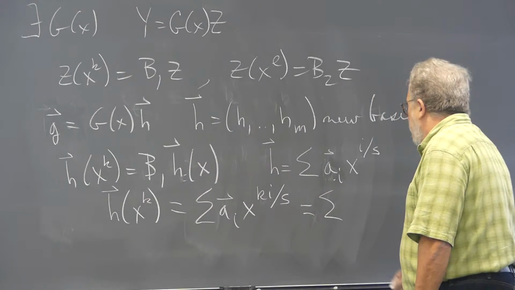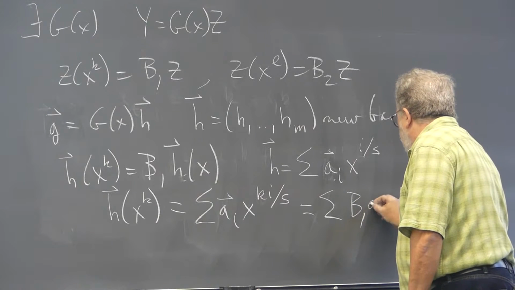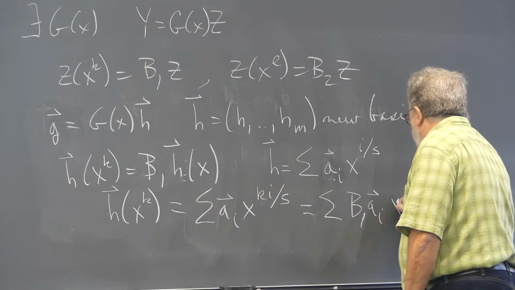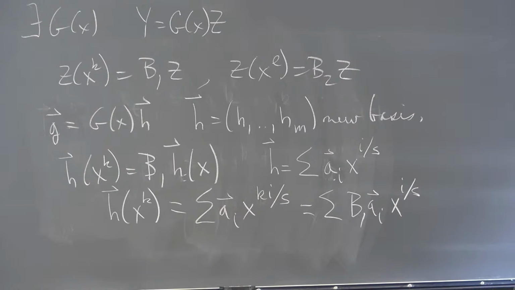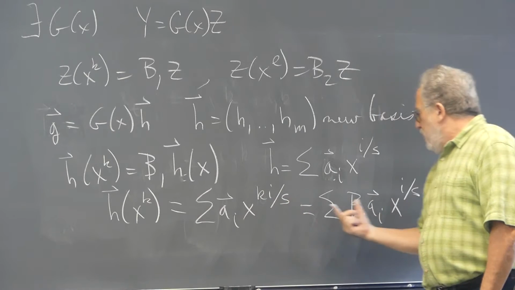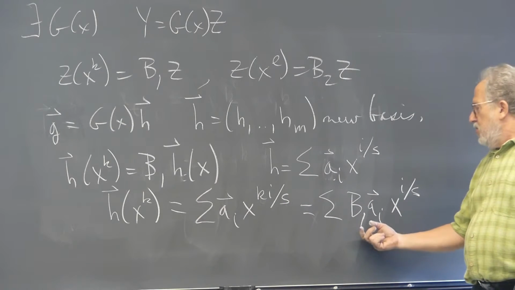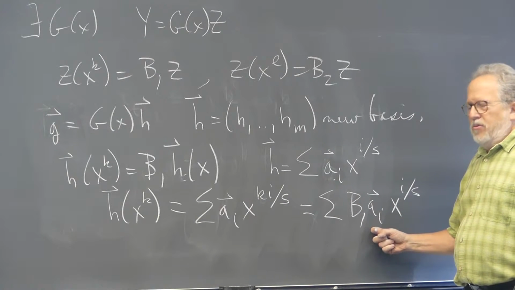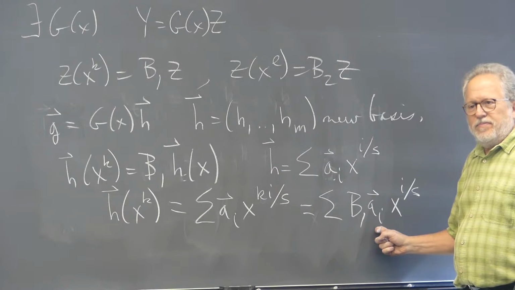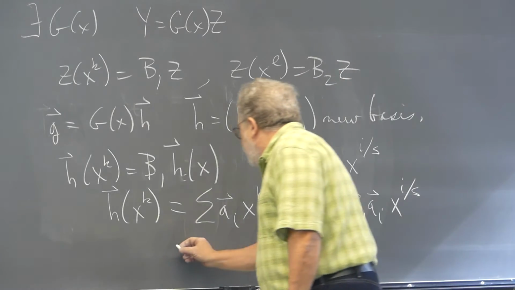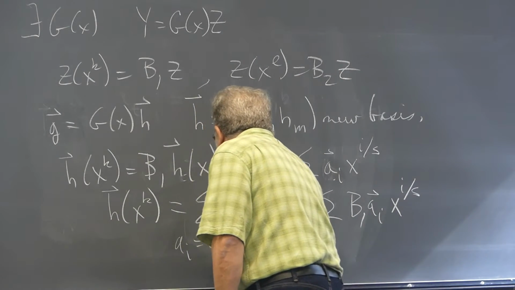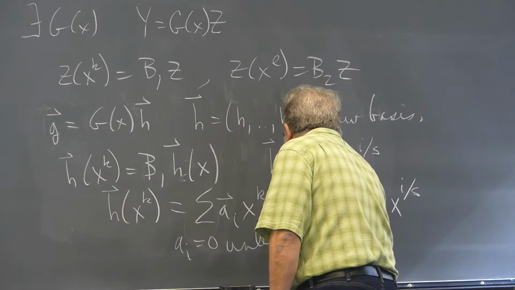Well, B1's a constant matrix, so I can pull it in. And if you think about this for a second and compare powers, you're going to see that all of these are 0 except when i is 0. You just have to equate things. And I get that A_i is 0 unless perhaps i is 0.